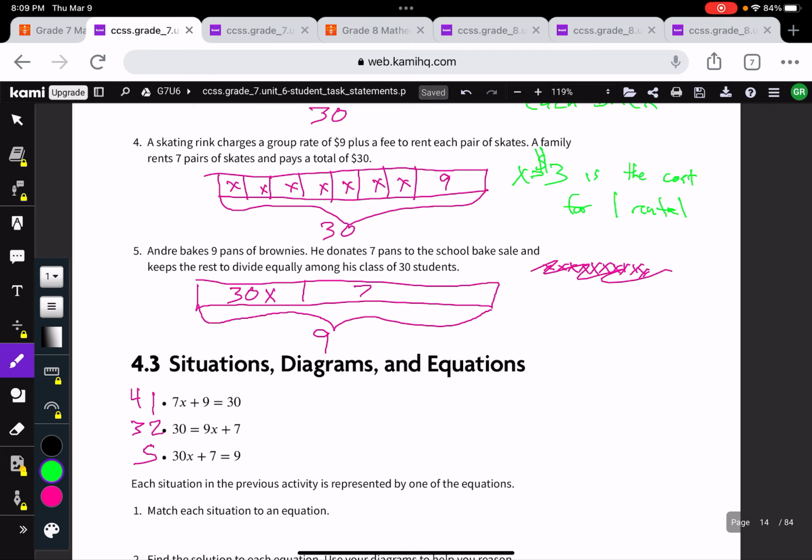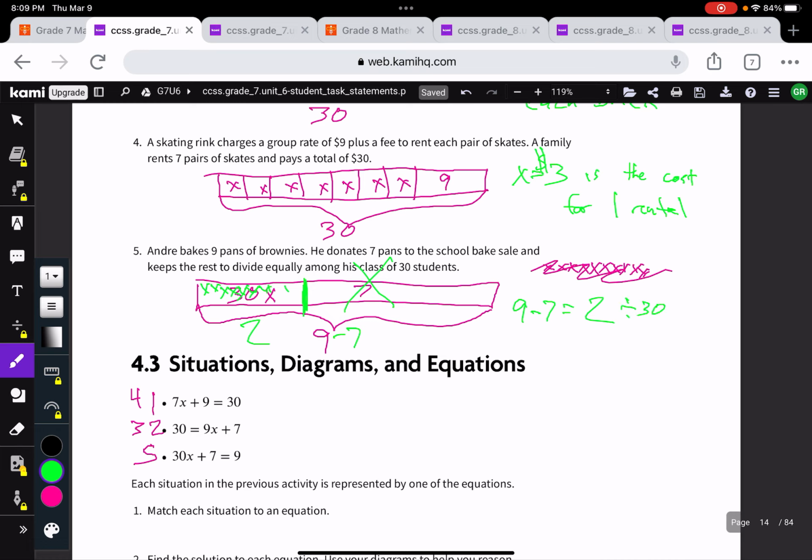And then finally, Andre bakes 9 pans. He donates 7 of them. So out of 9, he donates 7 of them, which means he's left with 2 pans to share among 30 students. So if this was X's, we could go 1, 2, 3, 4, 5, 6, 7, 30. And we're going to split that 2, right? We're going to take off 7 from 9, which means the rest, we're going to say this is 2 pans. It's getting split among 30 kids. So how much does each kid get?